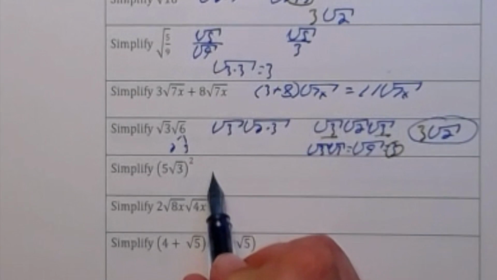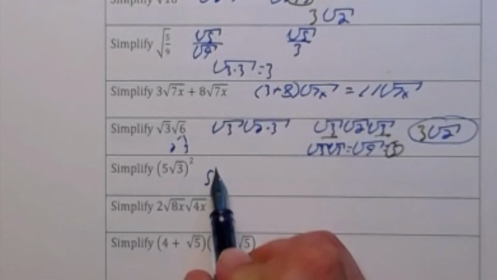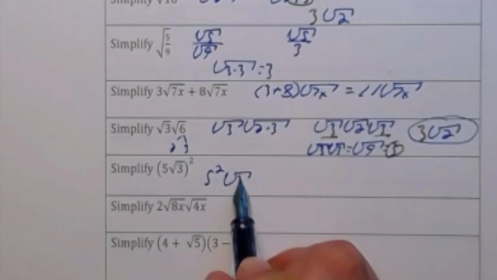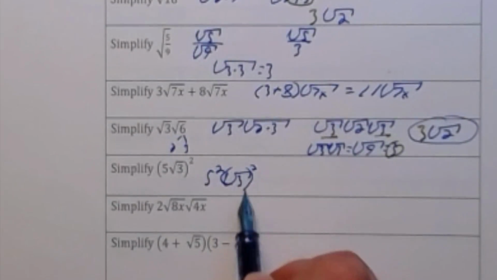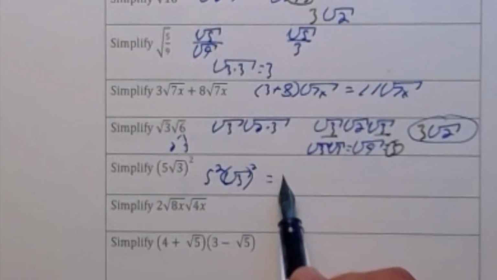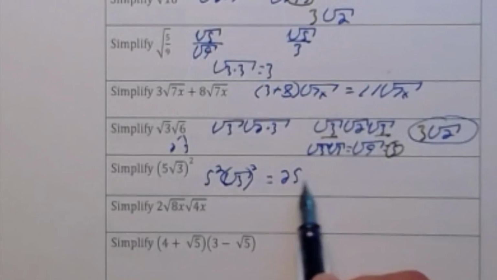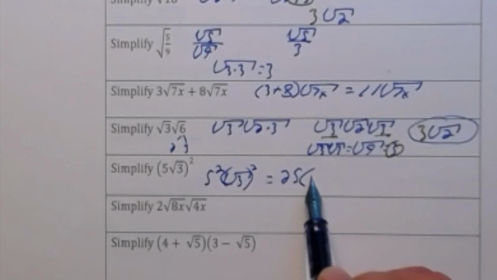Remember that the exponent simply tells us how many times that parentheses term appears. Our multiplication properties with the exponents mean that I wind up with a 5 squared times radical 3 squared. And 5 squared is 25.